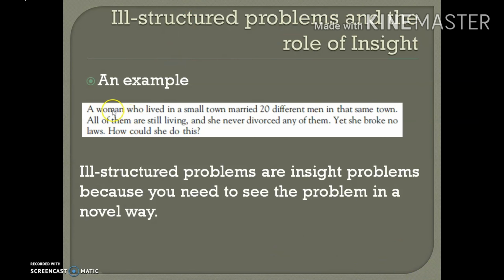Another example, a woman who lives in a small town married 20 different men in the same town. All of them are still living and she never divorced any of them, yet she broke no laws. How could she do this? You can formulate any ideas on why the woman broke no laws. How could she do all of that? It's a matter of insight, guys. So you see, ill-structured problems are insight problems because you need to see the problem in a novel way.